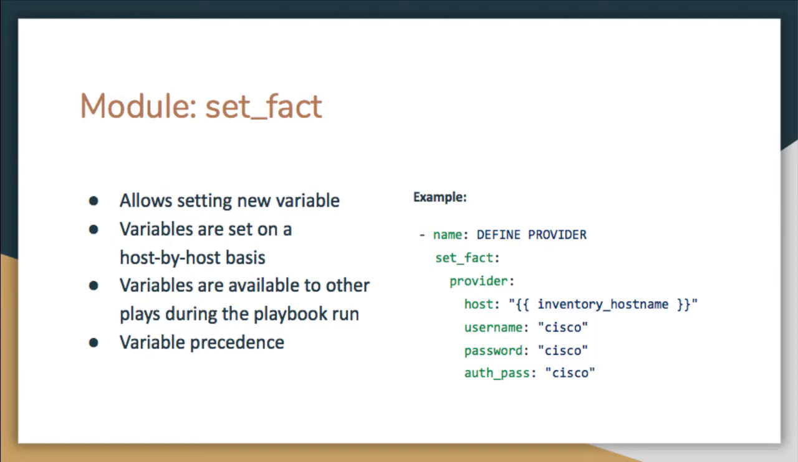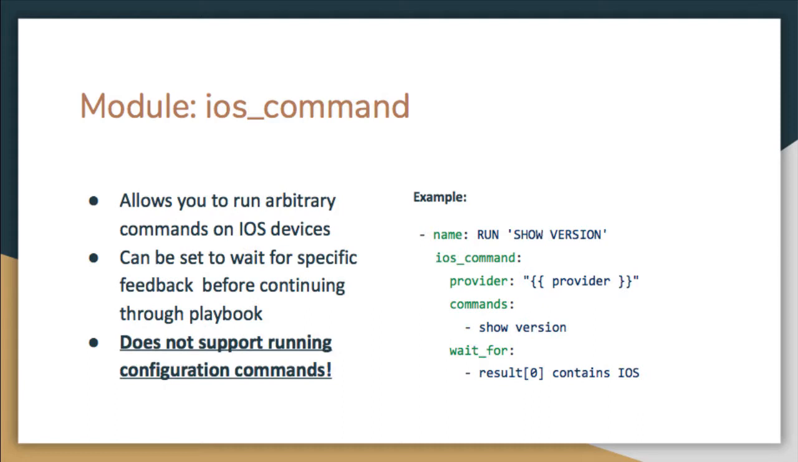Username and password, which in our case for the labs we're going to be going through, is Cisco, and auth pass is your enabled password. So in this case, it's Cisco as well. Then we go into the iOS command module. This allows you to run any command you want on an iOS device, show commands, things like that.